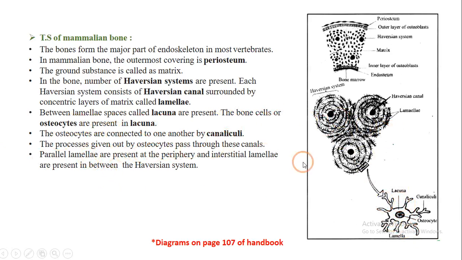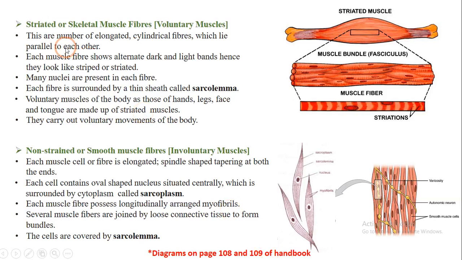And the processes which are given out by the osteocytes pass through these canals. So the osteocytes, as you can see, are connected to each other through this connecting structure which is called canaliculi. And the parallel lamella are present at the periphery, and the interstitial lamella are present in between the Haversian systems. So again, the diagram for the TS of mammalian bone is on page number 107 of your handbook.